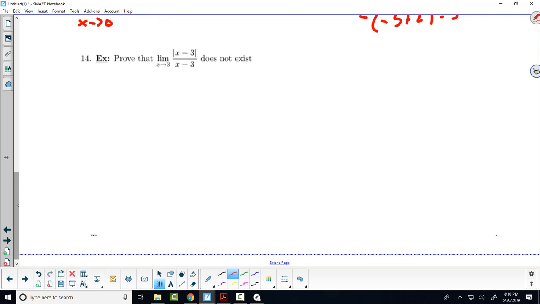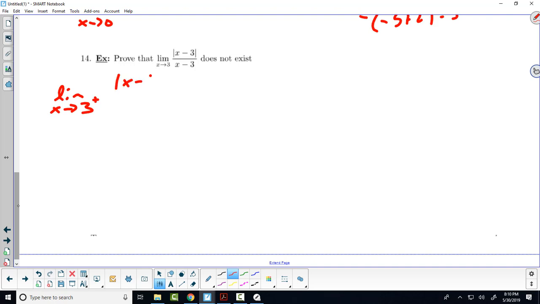So here I ask you to prove that the limit as x approaches 3 of this expression does not exist. Okay? So I want to look at the limit as x approaches 3. I wish I could just look at the limit proper, but what's in here? Absolute value. So I'm probably going to have to do left and right hand limits. Okay? Let's pick the right hand limit.